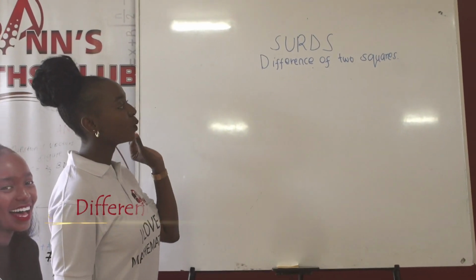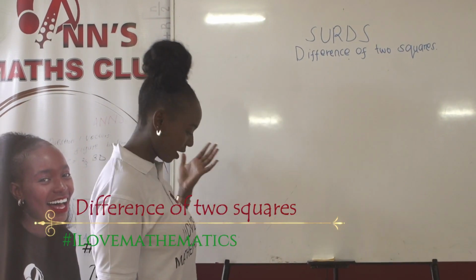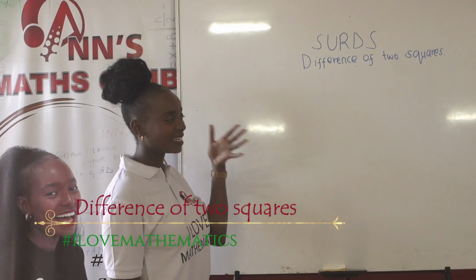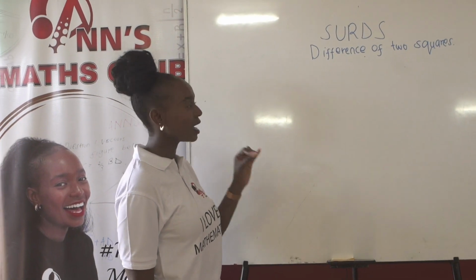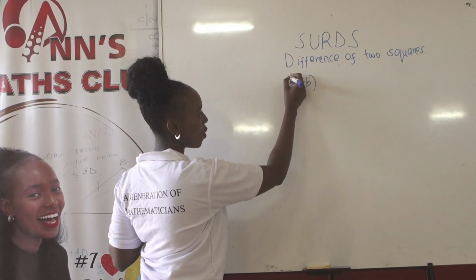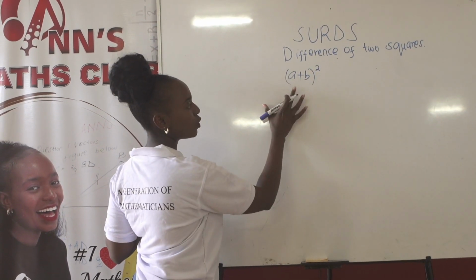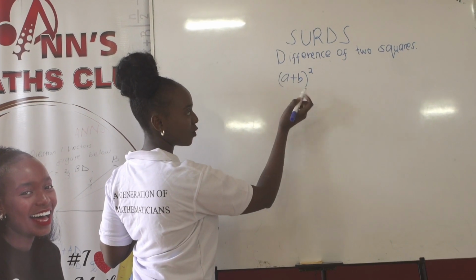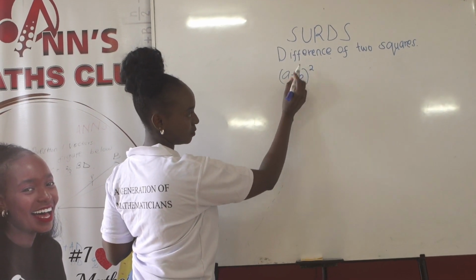Amazing. So when we look at difference of two squares, I'll start by taking us through an example, then we can get into how we work on surds. For example, if you have a plus b squared, okay, so when you're calculating this, disclaimer, you don't take a, then you square it plus b squared.